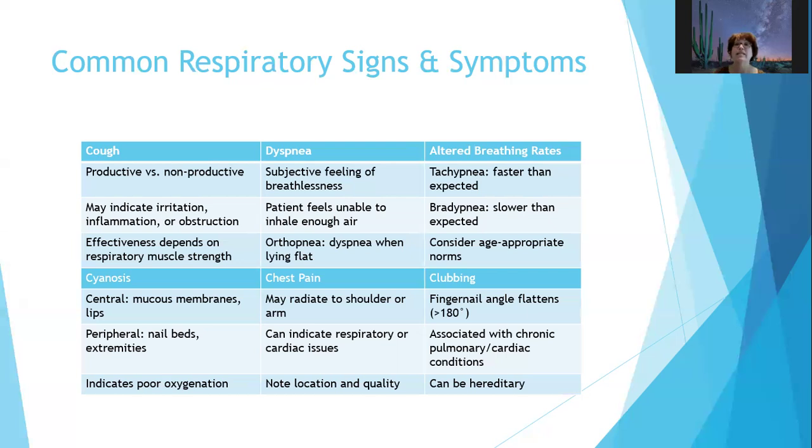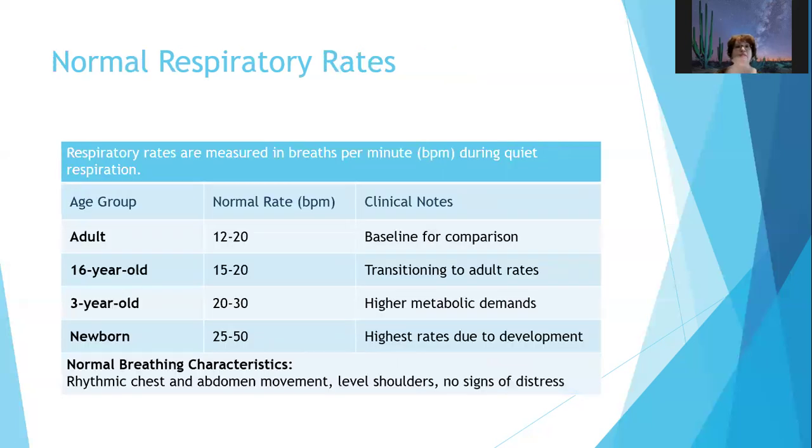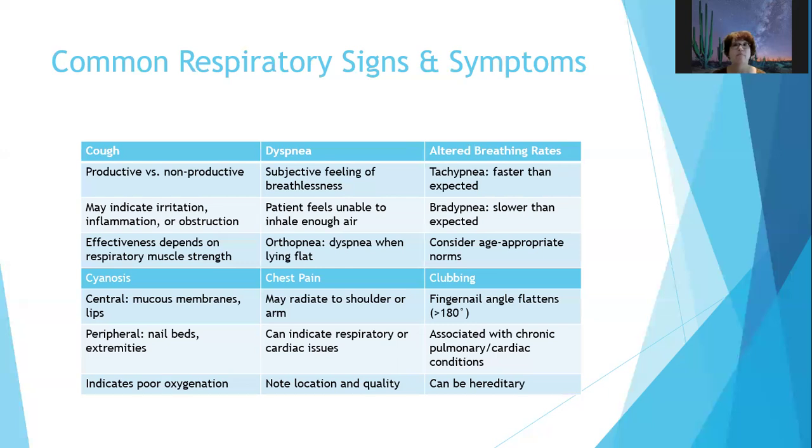Tachypnea is an altered breathing rate that is faster than expected. Bradypnea, hard word to say, is slower than expected. So you consider the age-appropriate norms. So when we look back on here, if somebody's relaxed breathing rate is greater than 20 breaths per minute, that's tachypnea. If it's lower than 12 breaths per minute, that's bradypnea.